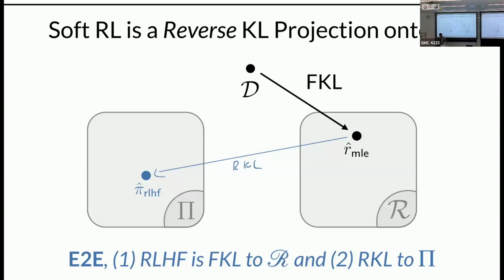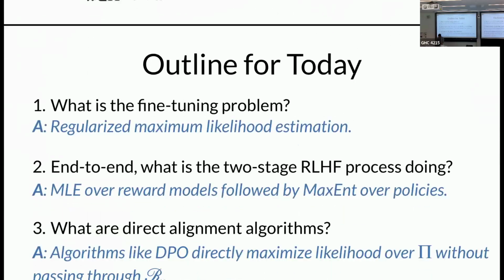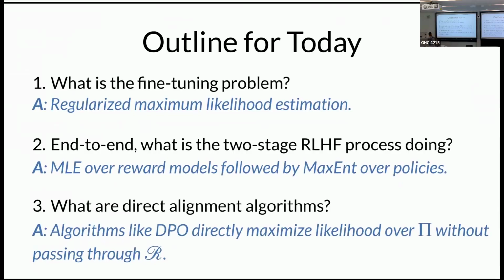I'm going to skip a page of math or two here, and let's talk a little about DPO. Algorithms that look like DPO directly maximize likelihood, which means directly doing a forward KL projection over the space of policies without ever passing through the set of reward models. I want to emphasize again how reasonable this idea seems. At the end of the day, I just want a policy, so you have to be very particular about why you want to go through the detour of a reward model.